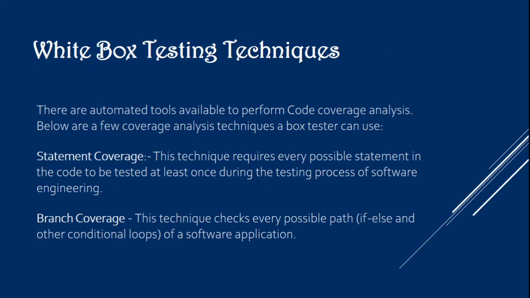Next is white box testing techniques. There are automated tools available to perform code coverage analysis. Below are a few coverage analysis techniques a white box tester can use. The first is statement coverage. This technique requires every possible statement in the code to be tested at least once during the testing process of software engineering. Second is branch coverage. This technique checks every possible path, if-else, and other conditional loops of a software application.